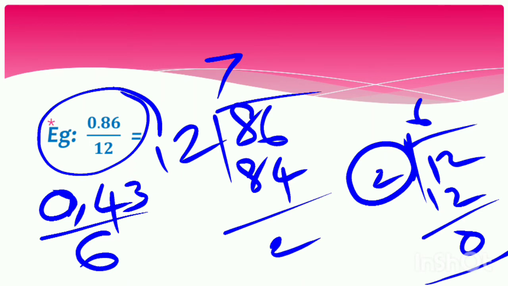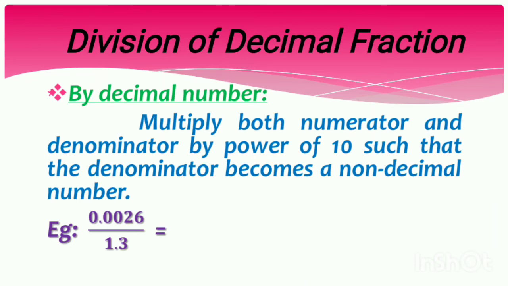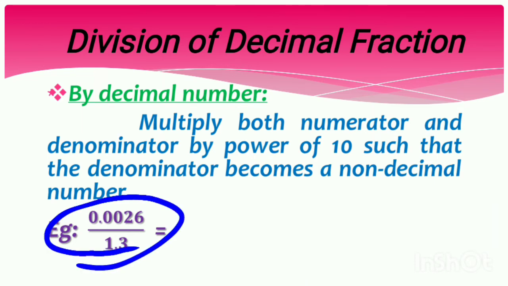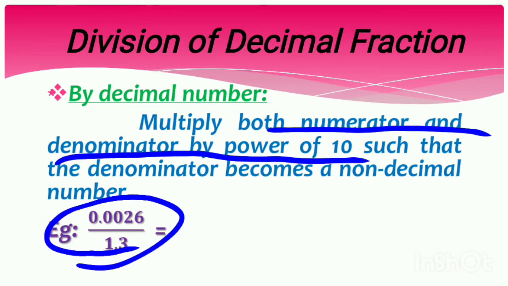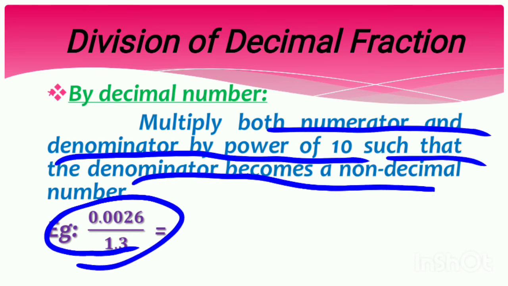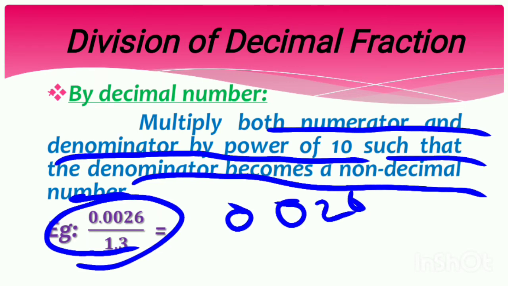Good. Let's learn how to divide a decimal number by a decimal number. In this case, we have to multiply both the numerator and denominator by a power of 10 such that the denominator becomes a non-decimal number. Our aim is to make the denominator a non-decimal number. So we will get 0.026 divided by 13, right? So we will get 0.02 as the simplified number, right?